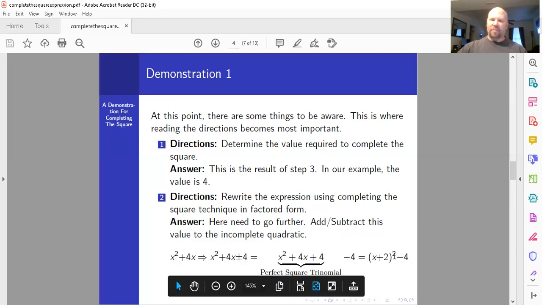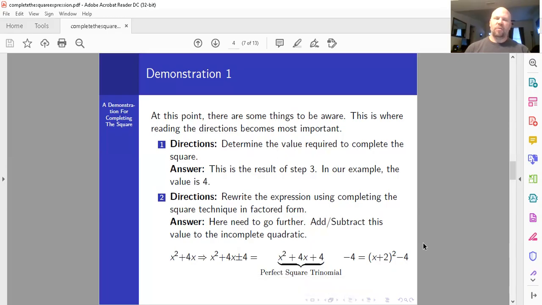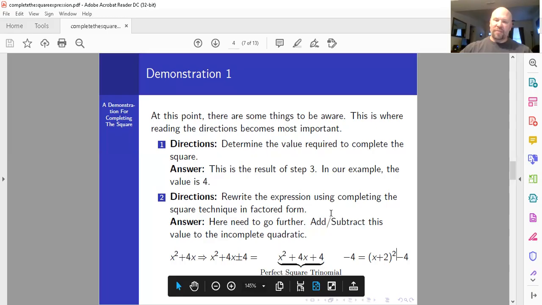If you expand this out and combine like terms, you will get exactly x squared plus 4x. So we've kept the expression the same value. We added 0 in a very special way so we could factor it down, and we can keep our quadratic the same value. And this is where you have to really watch out for the directions. So please make sure that you read the directions carefully so that you know if you're just supposed to find a value to complete the square, or do you have to go further and rewrite expressions.